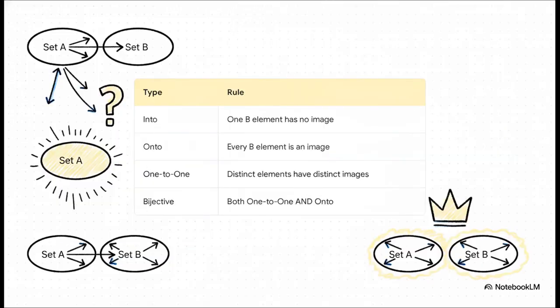I highly, highly recommend you memorize this table for your exams. Knowing the difference between these types is a guaranteed way to secure easy marks. Let's run through it. First, if there is an element left lonely and unmapped in set B, it's an into. Second, if every single element in set B is hit by an arrow, it's onto. Third, if every input gets its own totally unique output with zero sharing, it's one-to-one. And finally, the absolute gold standard, the bijective function. This perfectly achieves both one-to-one mapping and onto coverage. Nothing is left out and nothing is shared.